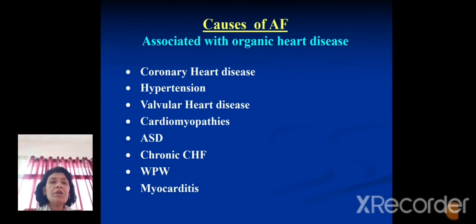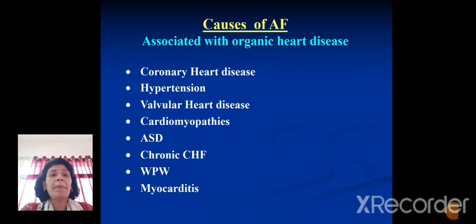Now coming to the etiology of atrial fibrillation. Atrial fibrillation can be seen in two settings: one wherein the patient has evidence of organic heart disease, and the other in patients without heart disease. Associated with organic heart disease, the causes can be coronary heart disease, hypertension, valvular heart disease, cardiomyopathies, atrial septal defects, chronic congestive heart failure, WPW and myocarditis. These conditions can cause episodes of atrial fibrillation, which is usually persistent.